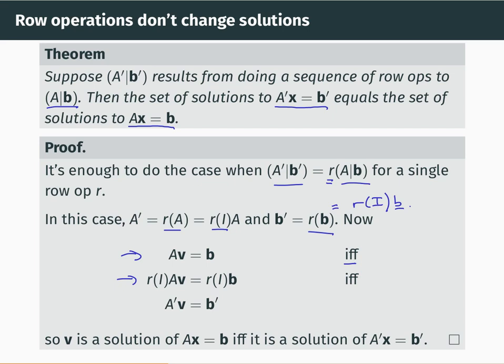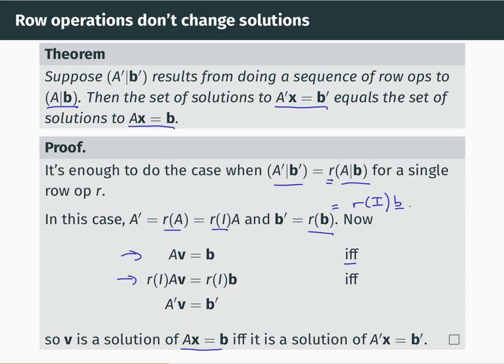Okay, so AV is equal to B if and only if R of I times A times V is equal to R of IB. And that's true if and only if A prime V equals B prime, simply because A prime equals R of IA and B prime equals R of IB, as we established earlier. So what these two if and only ifs are telling you is that V is a solution of the matrix equation AX equals B, if and only if it's a solution of the matrix equation A prime x equals B prime.